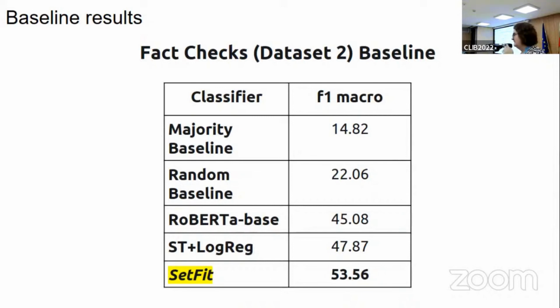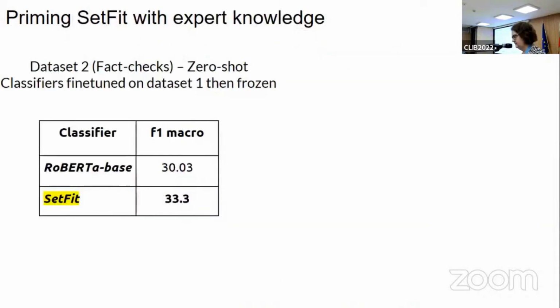And then we, of course, ask the question, can we do even better? So we try to prime SetFit with expert knowledge. The first scenario that we investigate is zero-shot classifiers fine-tuned on the first data set and then frozen. So we take the first data set, fine-tune on it, and then apply to the second without seeing any examples from the second data set, which is quite different in nature. And we can see that some knowledge transfer is possible across the data sets.